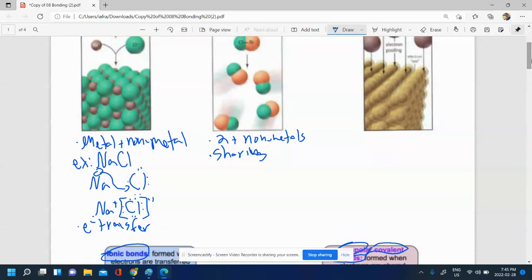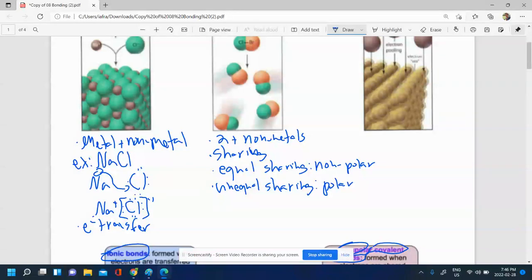There's two different types of sharing that you can see. You can see equal sharing of electrons, and you can see unequal sharing of electrons. The equal sharing is generally called non-polar, and the unequal sharing is called polar covalent.